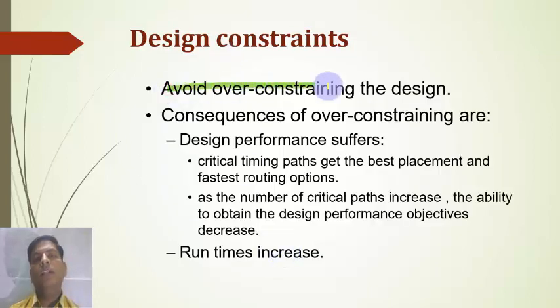Avoid over constraining the design. Consequences of over constraining are that design performance suffers, and critical timing paths get the best placement and fastest routing options. As the number of critical paths increases, the ability to obtain the design performance objective decreases. Runtime increases.